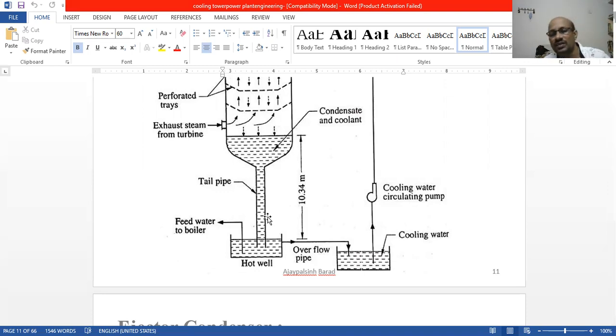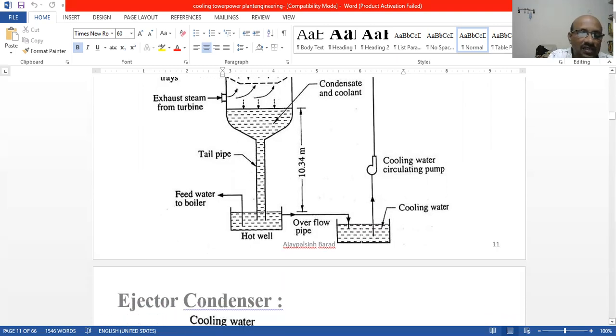Some of the surrounding heat is carried away by it to that tail pump. So again we are sending it to the hot well. That's a different issue. So again feed water and overflow pipe will be there. All the things we are sending. Another one more thing is there.